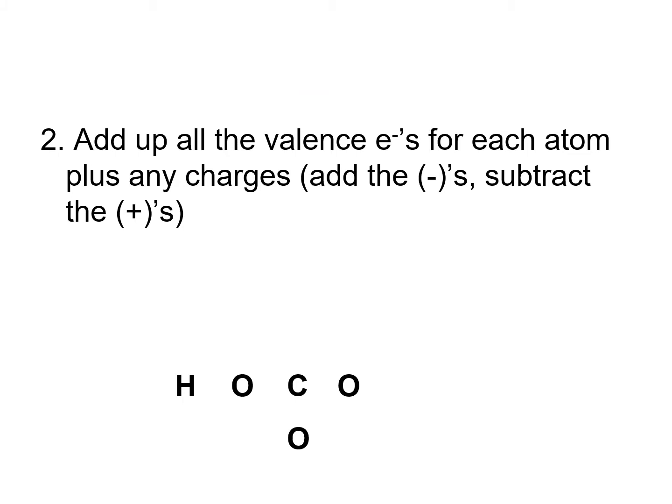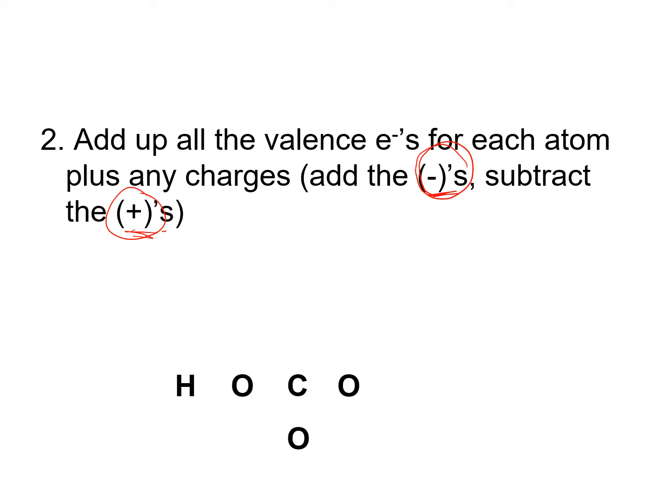All right, the second step is to add up all of the valence electrons for each of the atoms, and then you're going to add in the values for the charges. So if you're dealing with an ion and it has a negative charge, that means it has extra electrons. If you're dealing with an ion with a positive charge, that means it's missing some electrons. So we're going to total up all the valence electrons of the atoms, and then we will decide whether we have to add or subtract any based on the charge.